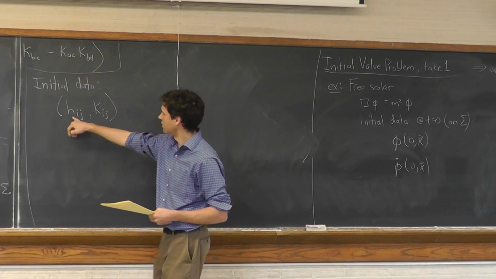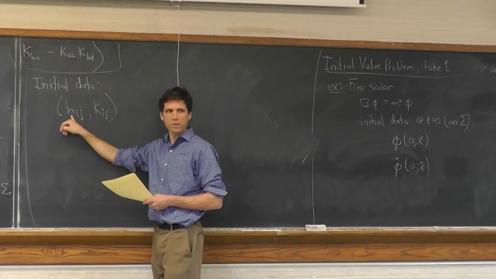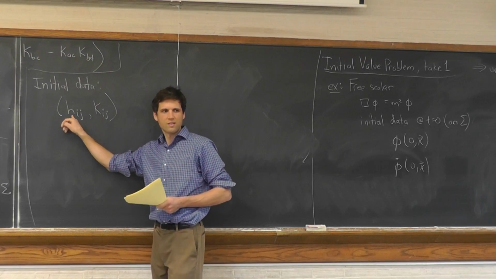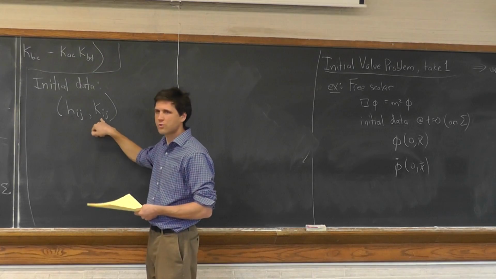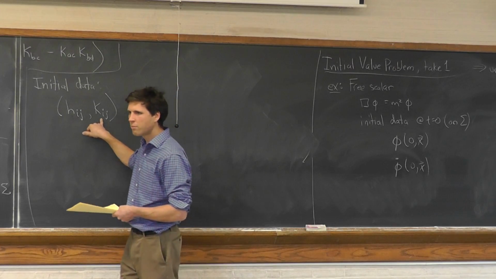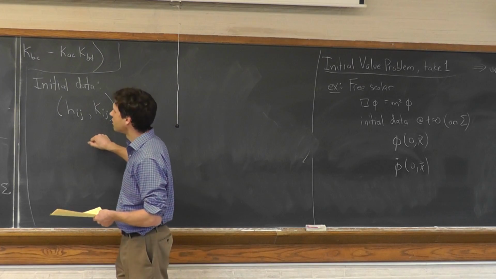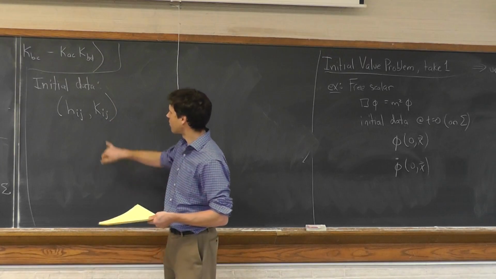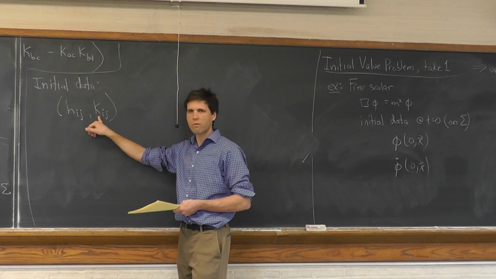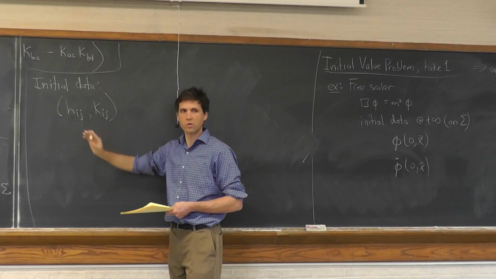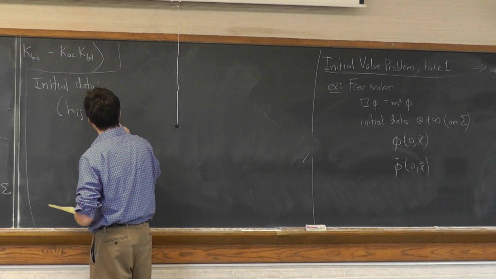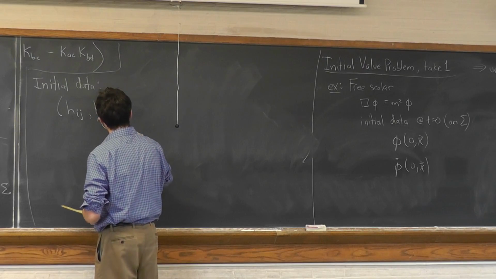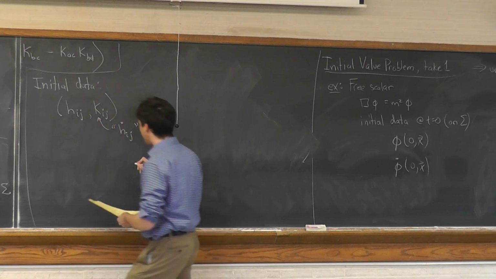Say we're doing 4-dimensional gravity, then the initial data is a 3-dimensional metric and a 3-dimensional extrinsic curvature. Remember that extrinsic curvature, I guess I erased the definition, was the Lie derivative of h along the normal direction. So when you see extrinsic curvature in this context, think h dot.